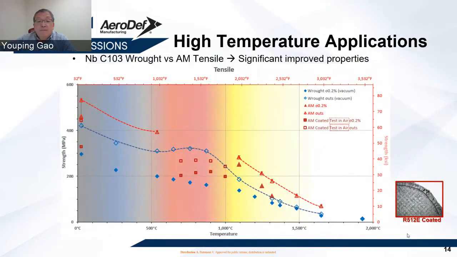Let's see. Overall performance, you can see the red lines versus the green and blue lines. The performance is always higher, and we don't have the test data for the higher range yet. We are doing the high range temperature test. The 3D printed material has its reason to be stronger and perform better. Next page, please.